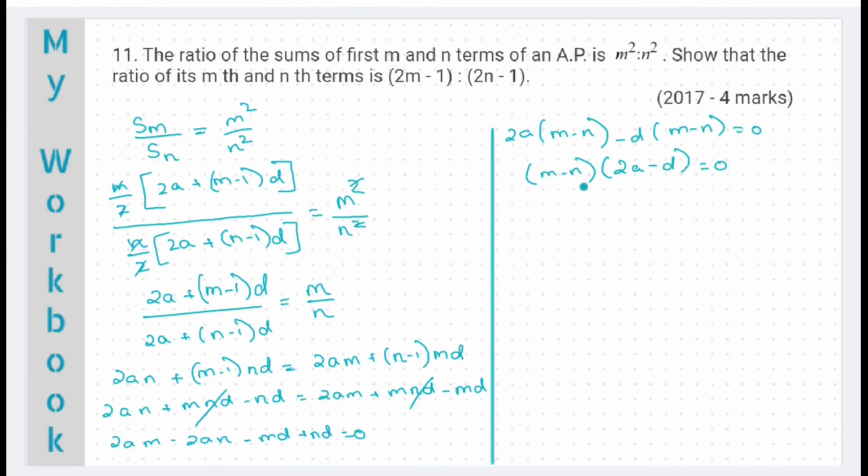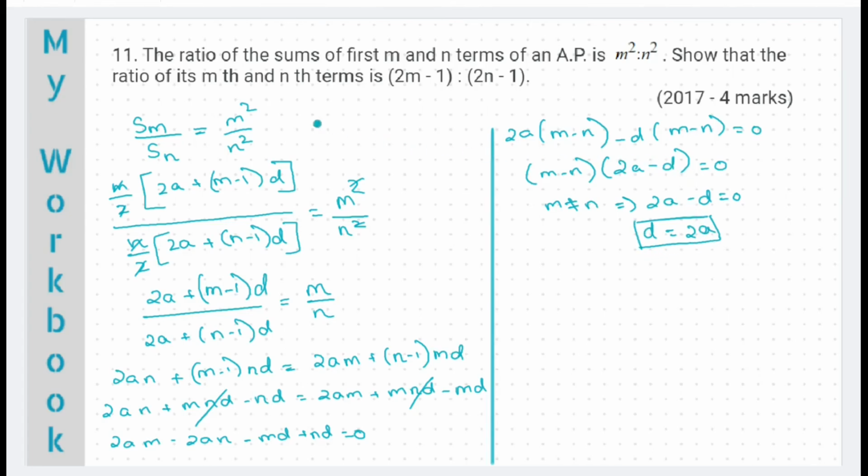We have (m minus n) into (2a minus d) is equal to 0. m and n are not equal to each other, which implies 2a minus d is equal to 0. So the difference d is equal to 2a.